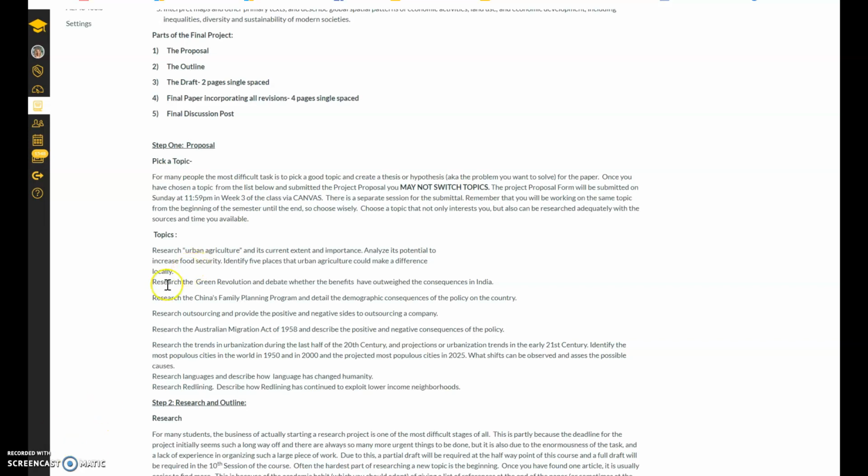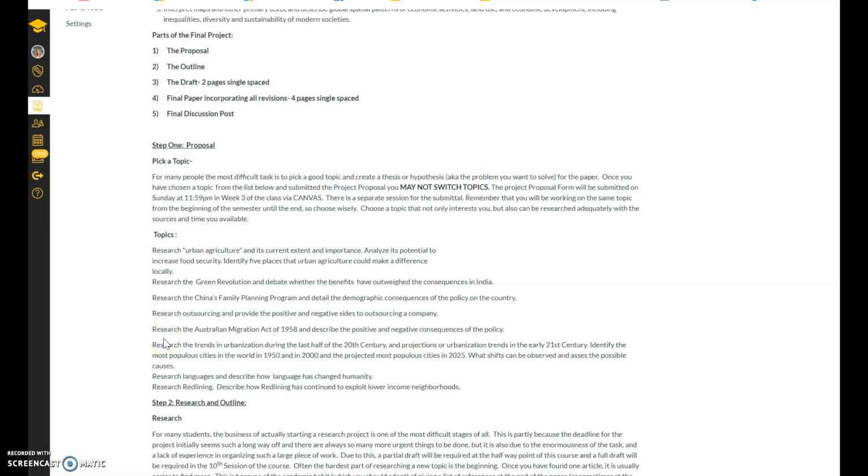The other one is research the Green Revolution and debate whether the benefits have outweighed the consequences in India. So this is specific to India. Okay. The next one is research China's family planning program and detail the demographic consequences of the policy on the country. Okay. Research outsourcing and provide the positive and negative sides to outsourcing a company.